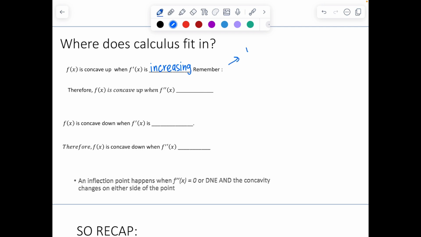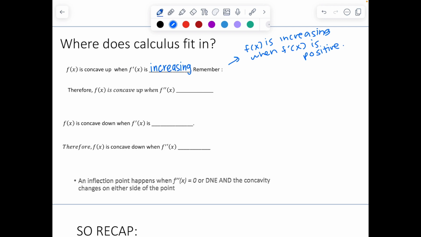The original function is increasing when its derivative is positive. Bear with me for a second. So f of x is increasing when its derivative, f prime of x, is positive.